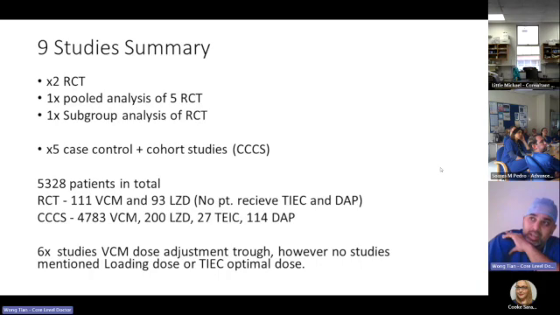There were 6 studies that went through and explained vancomycin adjustment, trough levels essentially. However, no studies mentioned the loading dose of vancomycin. And no one specifically talked about teicoplanin optimal dosing, as we were talking about earlier as well, about doing levels of teicoplanin in the lab.